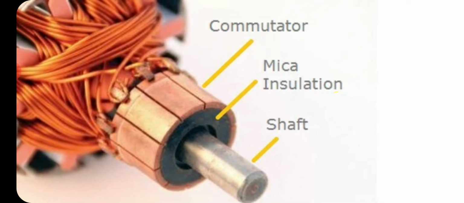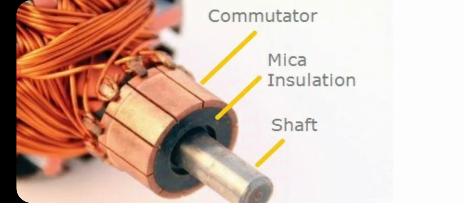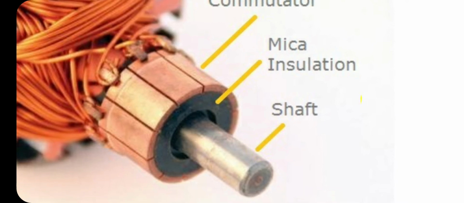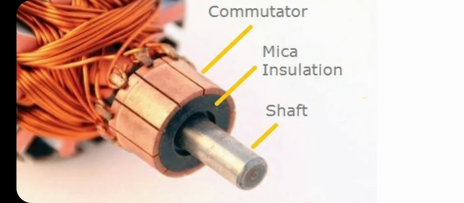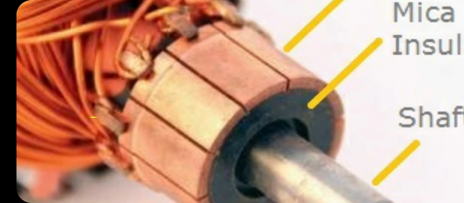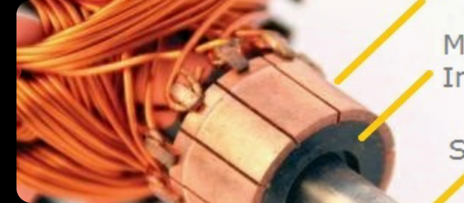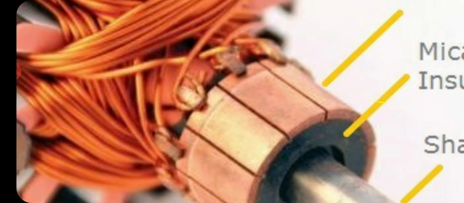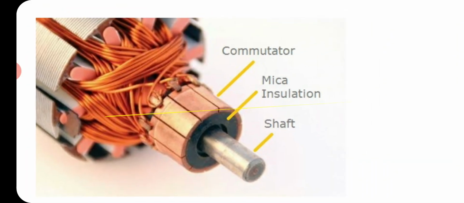Now this commutator has various segments, and those segments are electrically insulated from each other with the help of mica insulation. So these segments are insulated from each other, as well as from the main shaft of the rotor. These segments are connected with the help of risers to the armature winding, which is the rotating electric circuit of the DC machine.